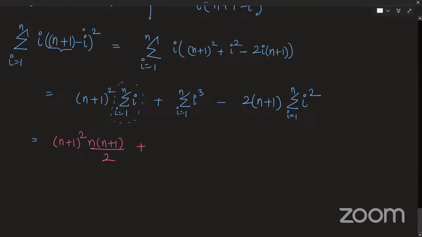Plus, what about the second one? Sum of cubes of first n natural numbers. What is the sum of cubes? So it is n square into (n plus 1) whole square by 4, right? What about this one? Minus 2 into (n plus 1) into... Now what is this thing? n into (n plus 1) into (2n plus 1) by 6.